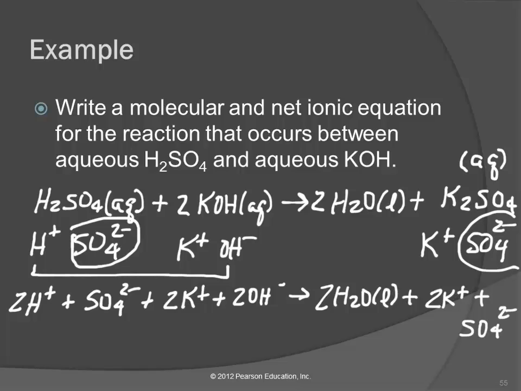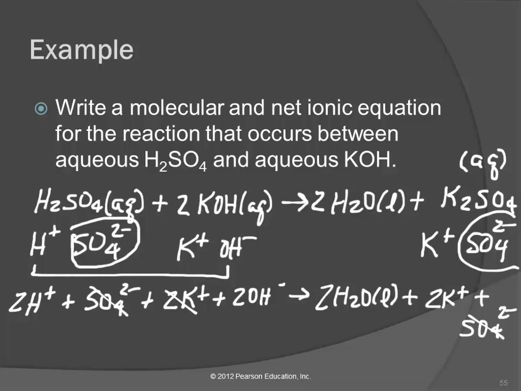So that would be the complete ionic equation, which the question didn't ask us for, but you may end up writing that as part of your work. Then we look to see what are the spectators. What ions were present as reactants and are present unchanged as products? Well, there's a sulfate over here, and there's a sulfate in the reactants.